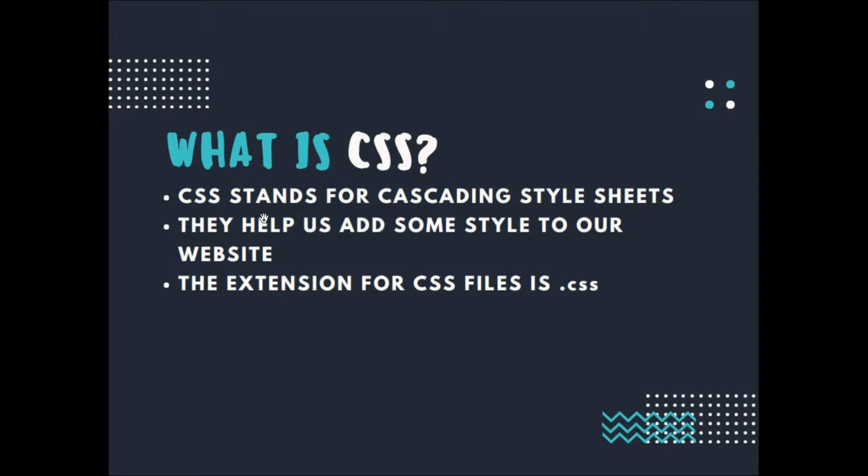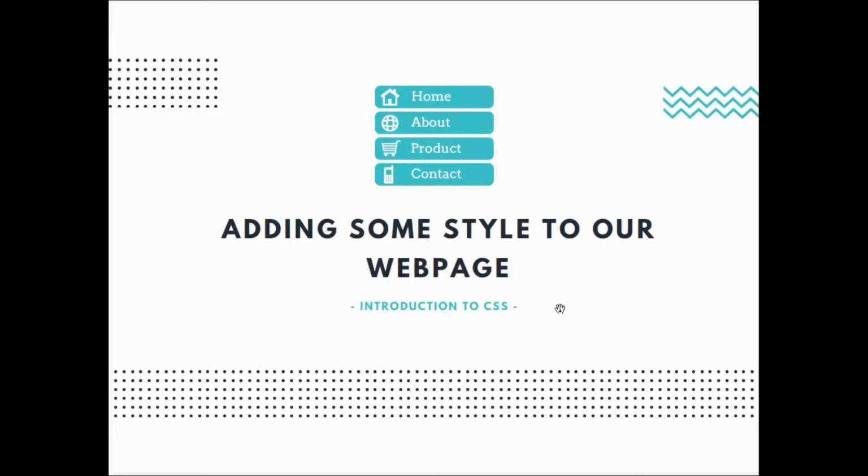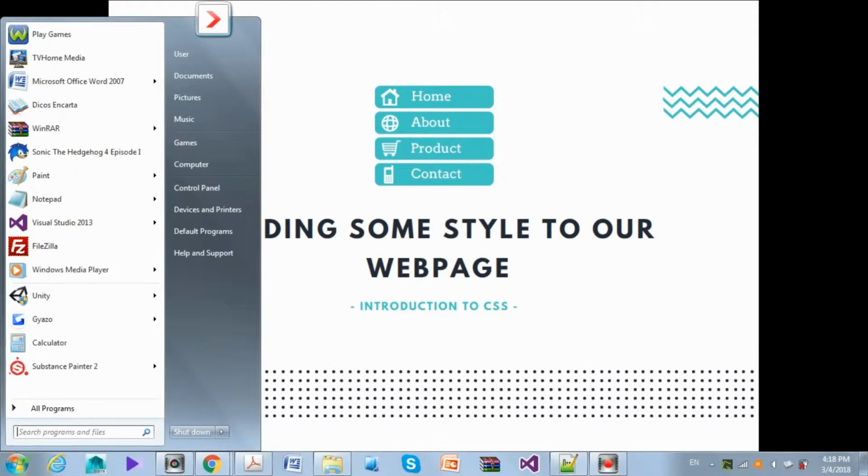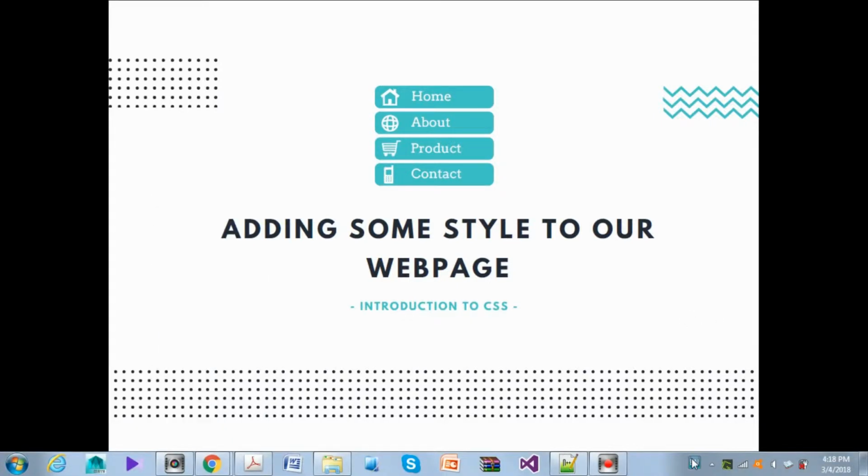So what is CSS? CSS stands for Cascading Style Sheets, and they help us add some style to our website. The extension for these files is .css. We're going to go straight into the implementation and try to add some styles to our web page.